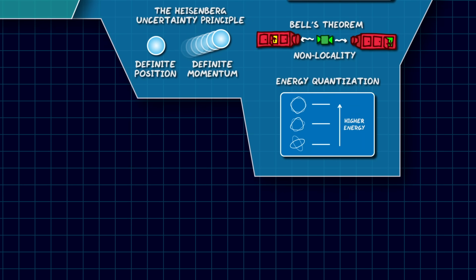Finally, we get to energy quantization, which is where objects, like electrons, can only have certain definite energies when they're in atoms. This is where the quantum in quantum mechanics comes from. And this quantization is because their wave functions can only vibrate in certain specific ways. You can see this if I reduce the atom to one dimension.